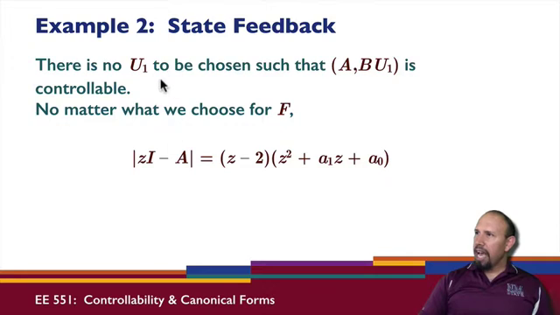In terms of state feedback, in this case, there is no U1 that can be chosen so that this A, B times U1 is controllable. If AB is not controllable, then adding this matrix here is not going to make it any more controllable. Okay, so no matter what we choose for f, our characteristic polynomial, that should say A plus BF, is going to be of this form.